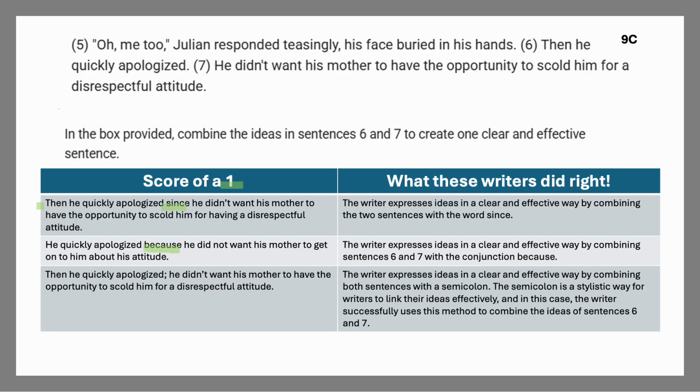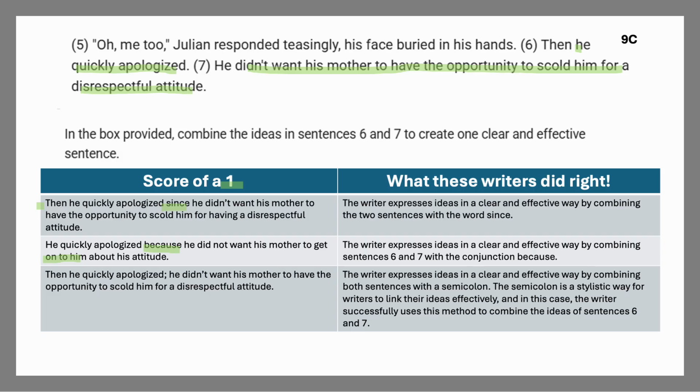And once again, they're not getting fancy with it that much either. We have he quickly apologized, and that's right here, right? He quickly apologized, and he did not want his mother to get on to him about his attitude. And so this is very similar. Didn't want to scold him for his attitude. Now, like I said, a little bit informal, like when you say on to him, but it's still correct. It's not crazy informal. It doesn't sound like someone's texting somebody. It still sounds like a complete sentence, complete thought, and it is a score of a 1.